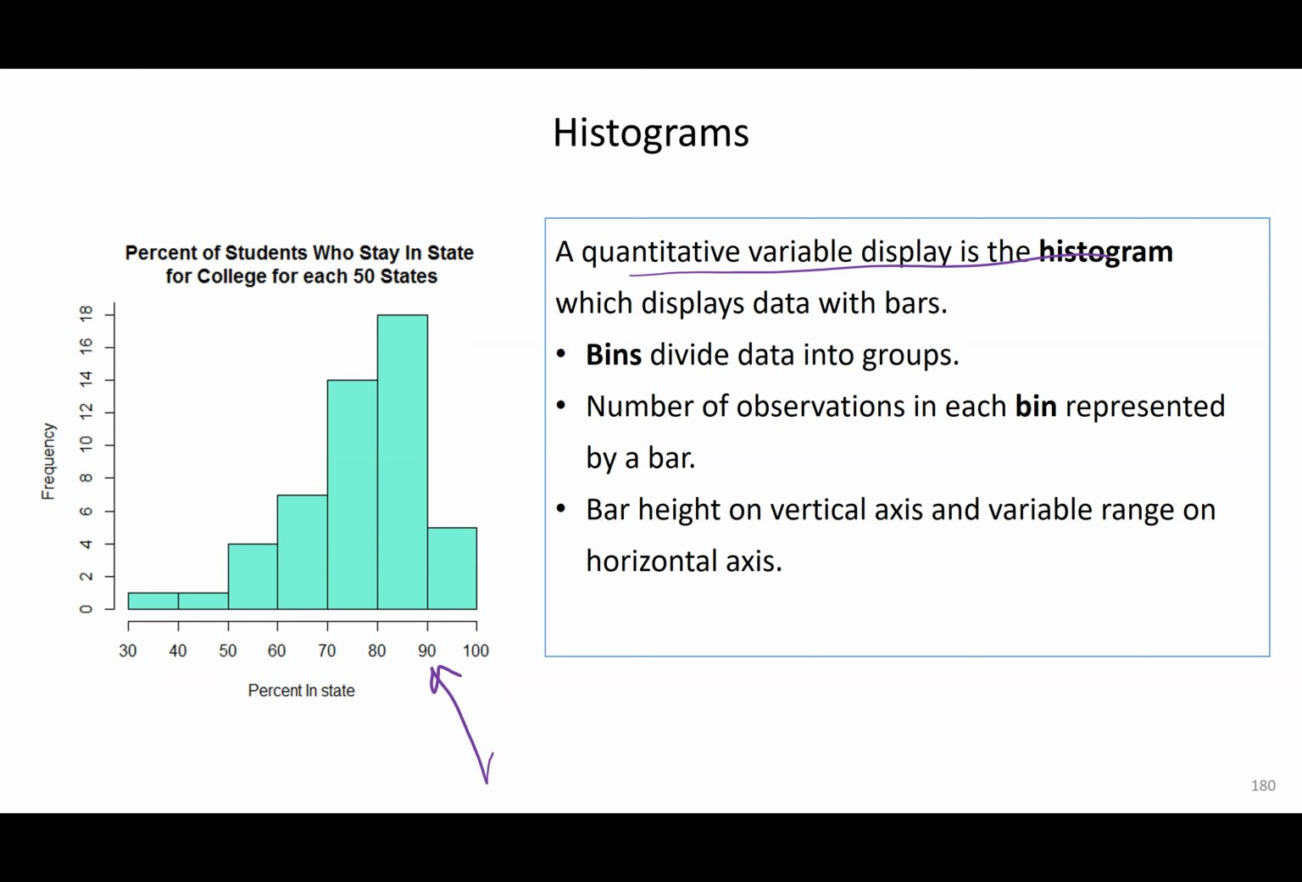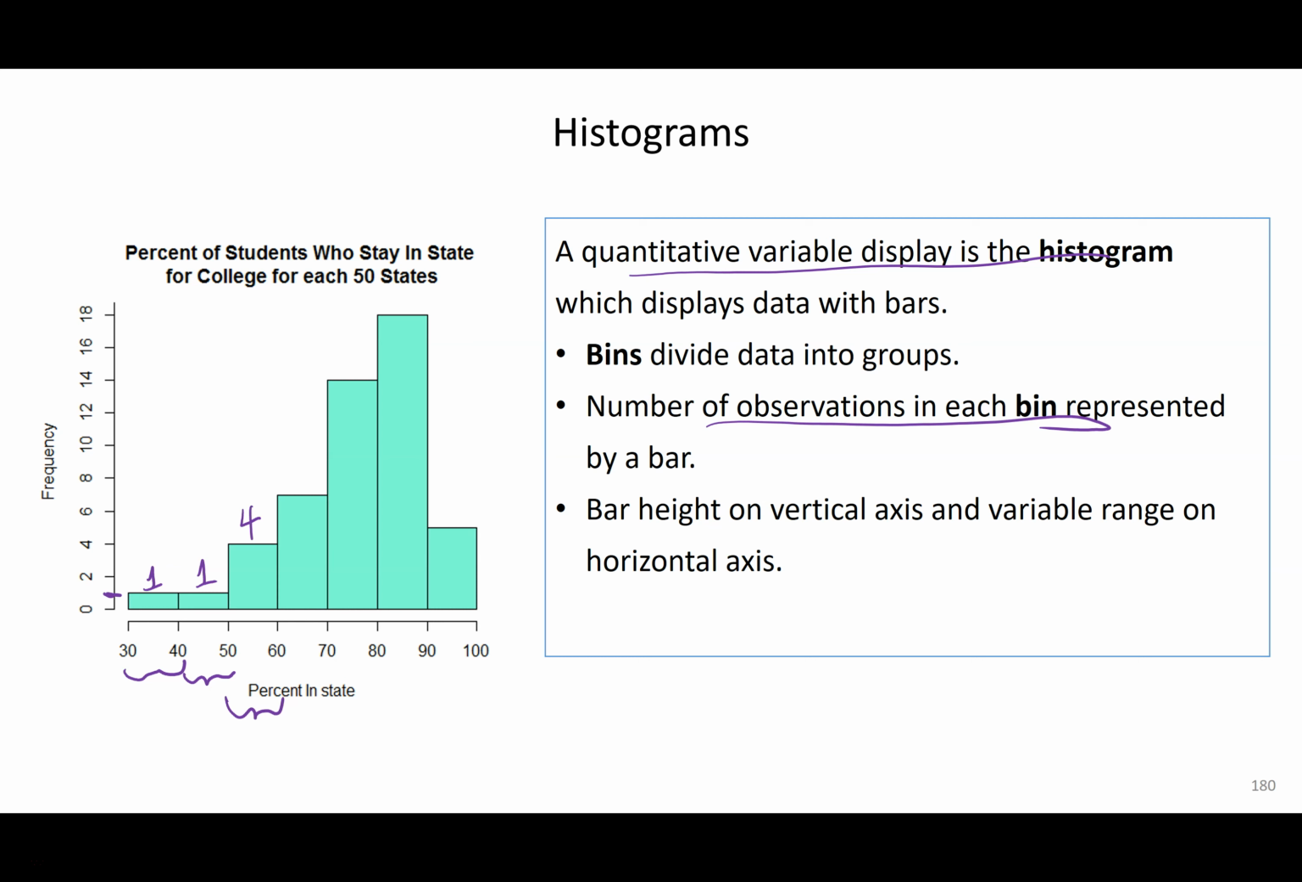So we can actually set the width of each bar. Here we have bins of 10, so 30 to 40, 40 to 50, 50 to 60, and so on. You can actually specify in R exactly what sizes you want them to be, so that's something to consider. Then we have the observations in each bin. Like here, 30 to 40, it looks like I have one individual between 30 and 40. 40 to 50, I have one individual. 50 to 60, I have 4, and so on.